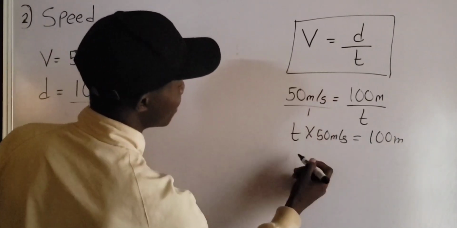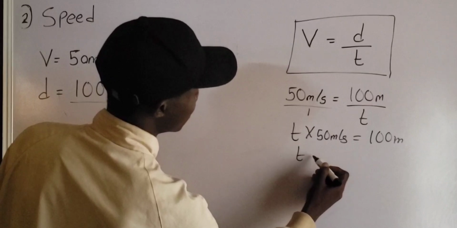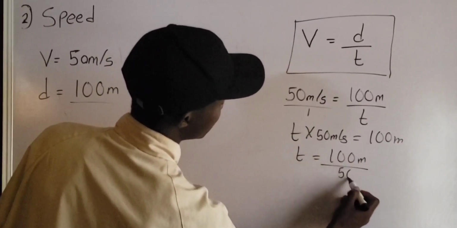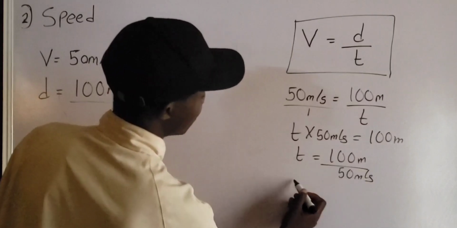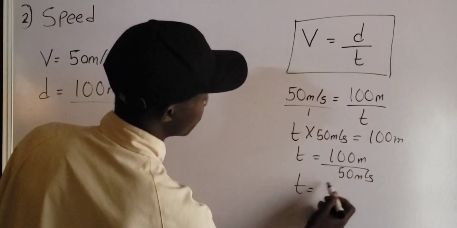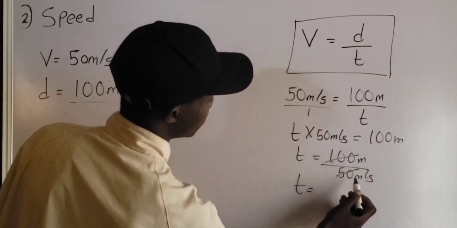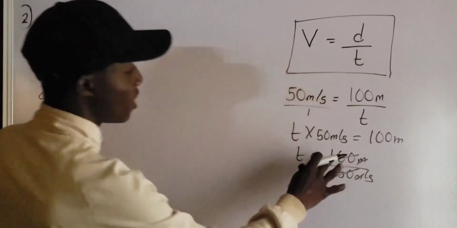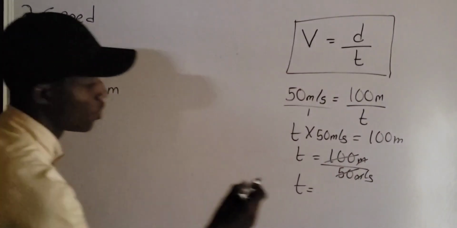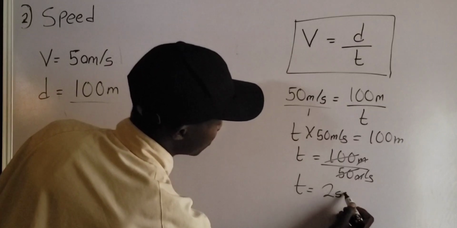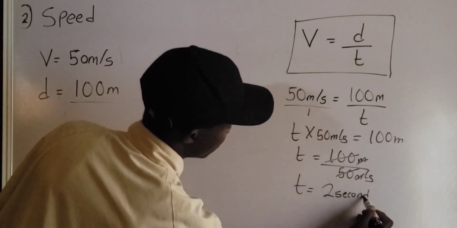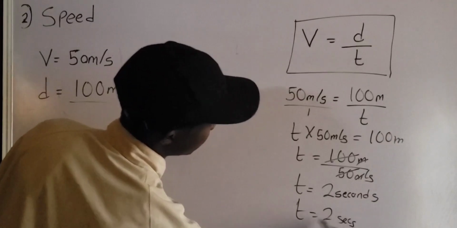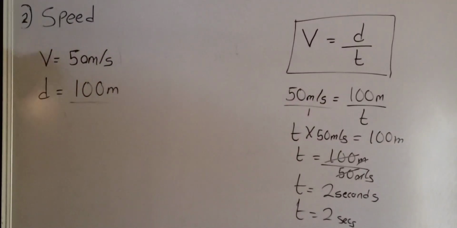Divide both sides by 50 meters per second. T is equal to 100 meters all over 50 meters per second. So the time is equal to, this will cancel this, and meter will cancel meter. So I'm left with what? Seconds. So t is equal to 100 divided by 50. That is what? 2. So the time is equal to 2 seconds. Or you can leave it like this, 2s. You understand? So the time is 2 seconds.